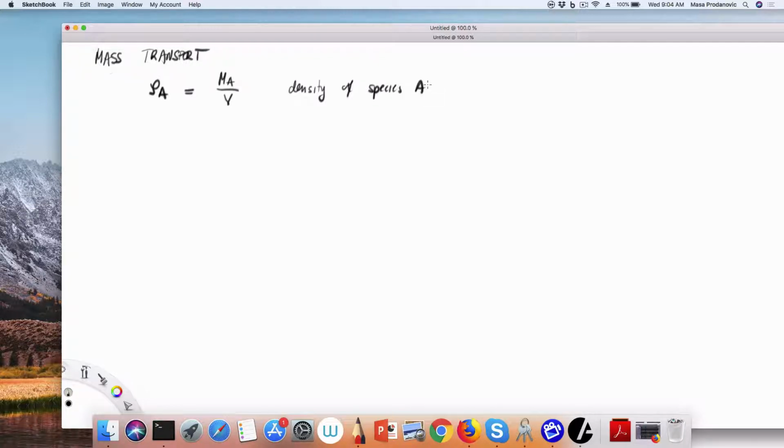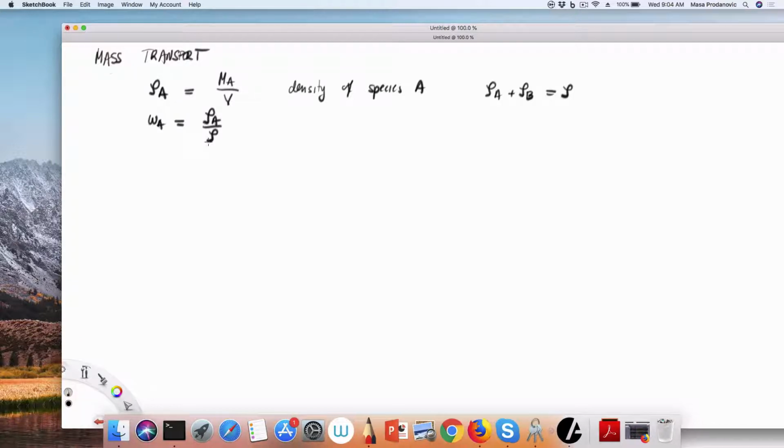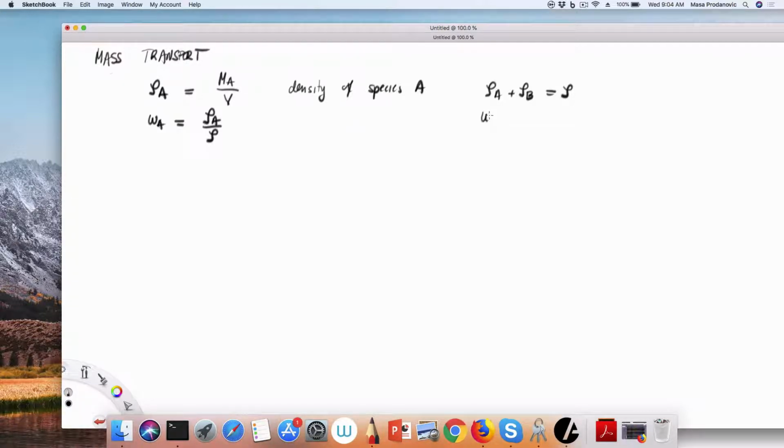And if I had a binary system with only two, then rho A plus rho B, plus however many I might have, would be equal to what I'm accustomed to calling density. More importantly, we will normalize this, and we will work with mass fractions. So my omega A mass fraction is rho A divided by rho. So this is just a number between 0 and 1. And then omega A plus omega B has to equal 1 when I divide my first equation by rho.